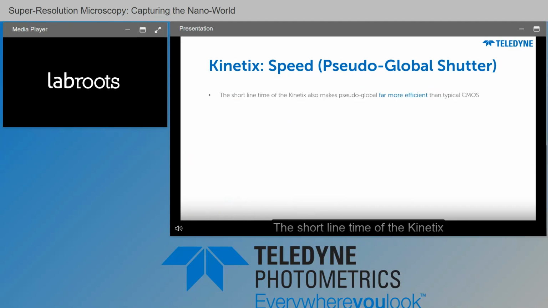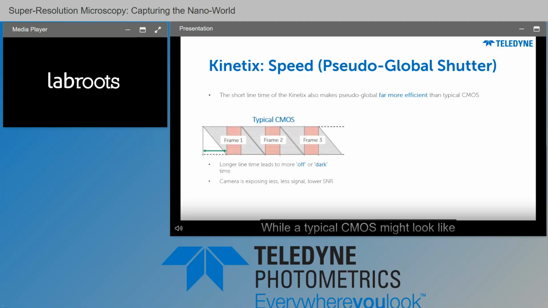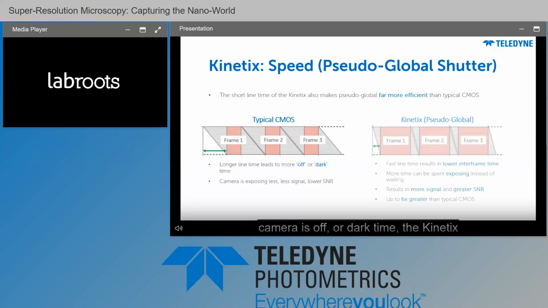The short line time of the Kinetics also makes the pseudo-global shutter far more efficient. While a typical CMOS might look like this in pseudo-global, where the longer line time leads to more time when the camera is off, or dark time, the Kinetics is much faster and looks more like this. The fast line time results in lower time between frames, more time is spent exposing instead of waiting, and you get much higher signal and greater signal-to-noise ratio, up to 6 times greater.